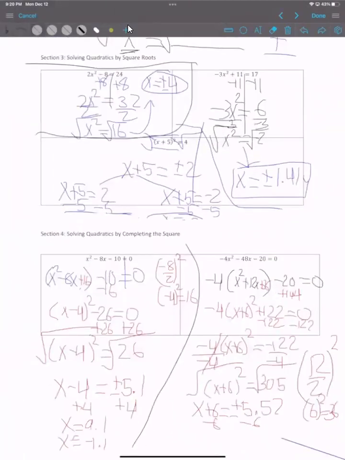So if you do that, positive 5.52 minus 6 would be negative 1.52. Wait, that's not right. Sorry, 5.52 minus 6 would be negative 0.48. And then negative 5.52 minus 6 would be negative 11.52. And that's completing the square.